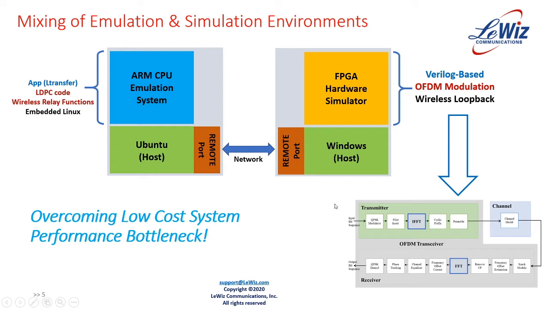On this side here, where we have the OFDM code, this has been explained in the previous video where I gave you the reference. There's a lot of code here, and it runs typically much slower than what you can run on a C-based type of system. By separating the functions out, we overcome the performance bottleneck of low-cost systems.